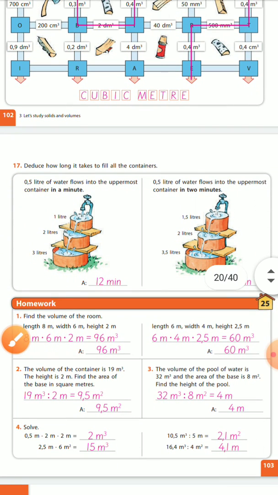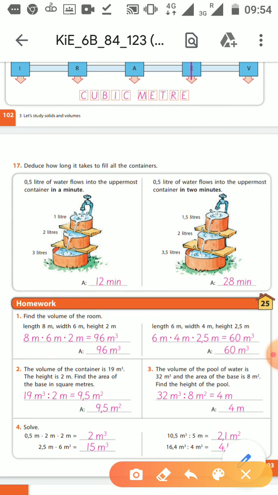This is deducing how long it takes to fill the containers. You've got 0.5 litres of water. So, if it takes 1 minute with 0.5, the first one, well, it would take 2 minutes, isn't it? Because 0.5 twice would be 2 minutes for that. And it's 1 litre. This one would take 4 minutes because it's 0.5 times 4 to make the 2 litres. And the bottom one is 0.5 times 6 to make the 3 litres, and that makes a total of 12 minutes. The other ones worked in the same way.